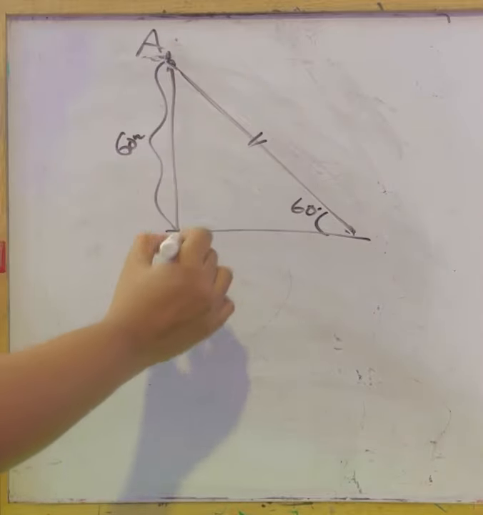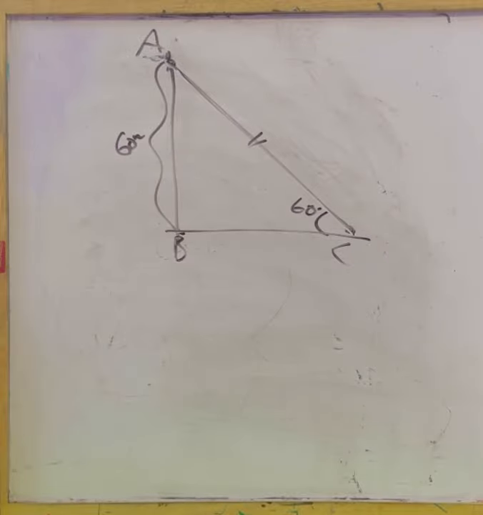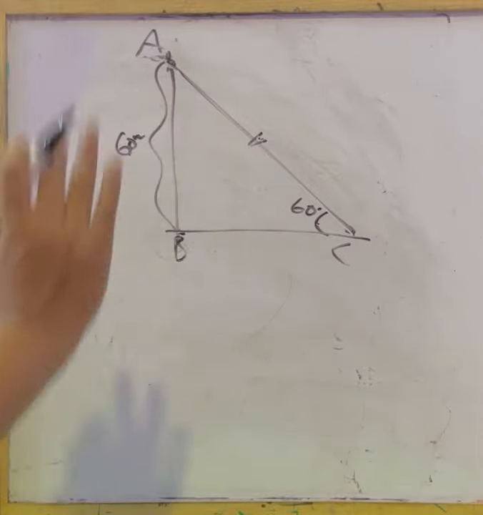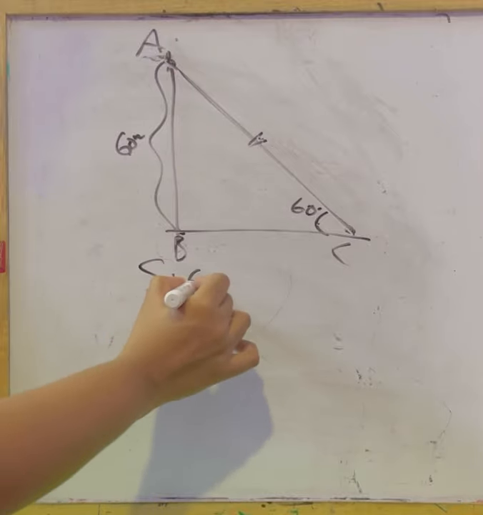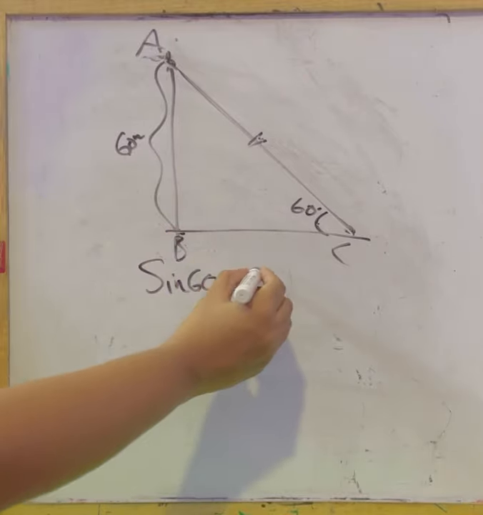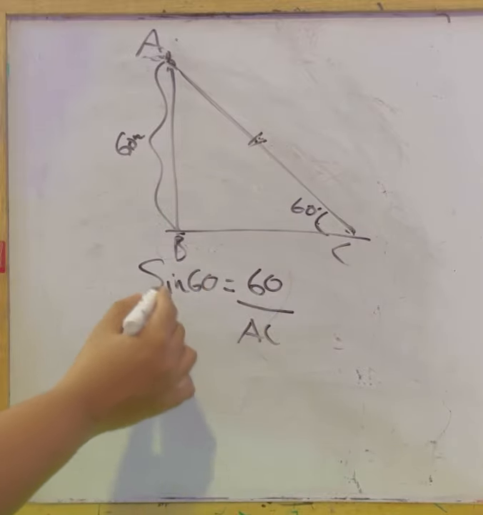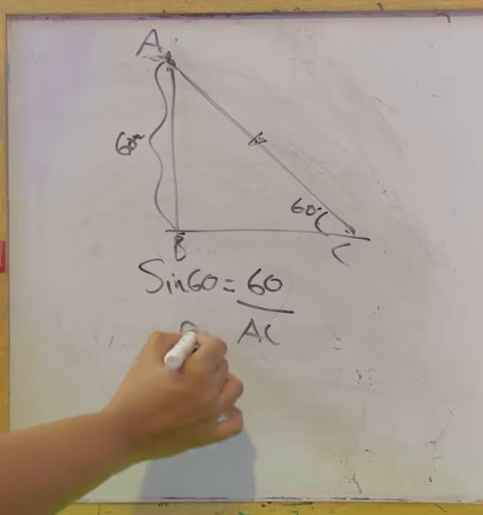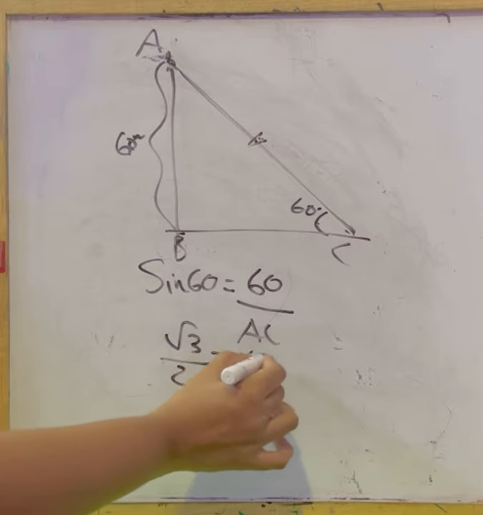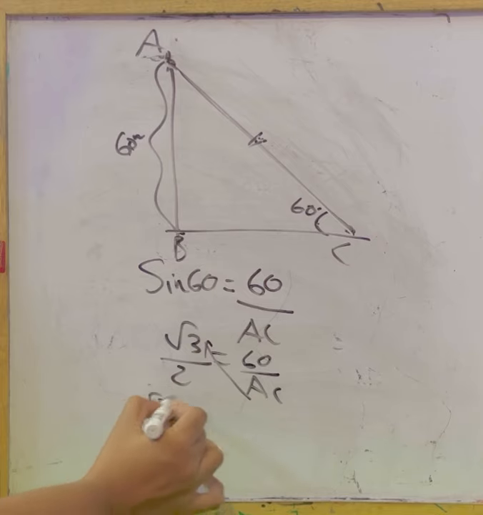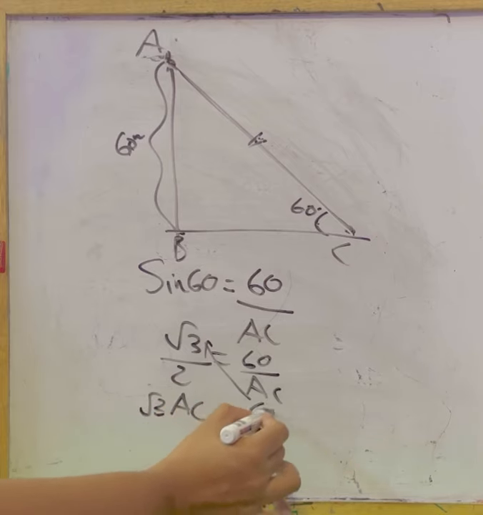So let this be A, B and C. You have to find out the hypotenuse. We have an angle here. This is the opposite side and we have to find the hypotenuse. That is sine 60. Sine includes opposite and hypotenuse. So sine 60 is equal to, opposite is 60 again, by AC. AC we don't know. Sine 60 value is root 3 by 2, which is equal to 60 by AC. Let us take this AC to the side. It becomes root 3 AC is equal to 60 into 2.